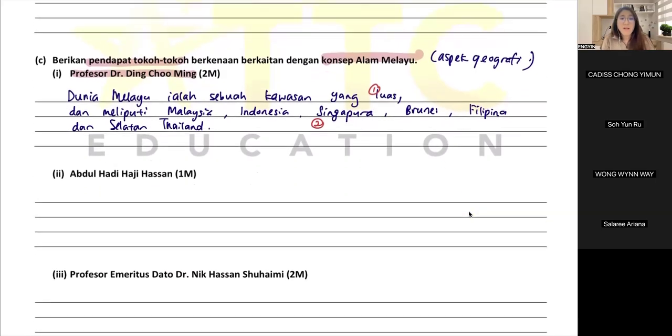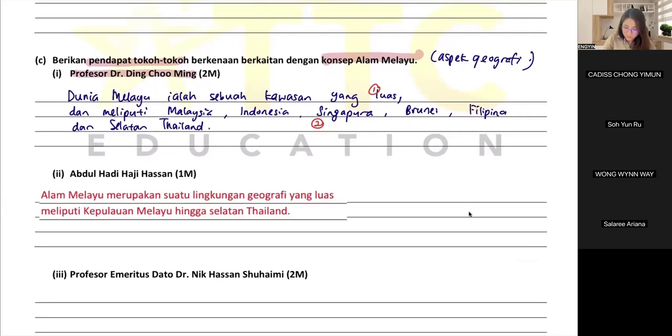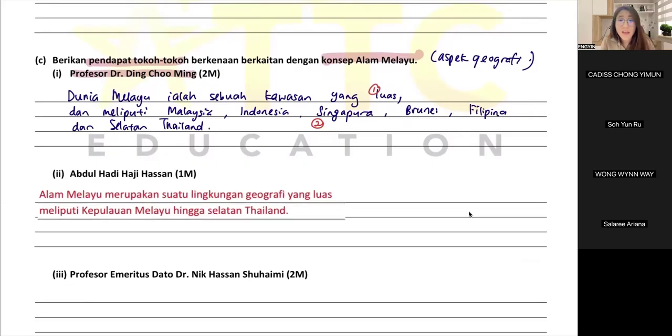Read the answer. Example, right now, like Abdul Hadi Haji Hassan, I don't remember this guy. And I don't want to refer to the textbook. So I go and refer to the answer. So I crop, I show you the answer and paste. And this is the answer. And what I will do is, listen, I got the answer already. I know that if I write all these things, I will get 2 marks.